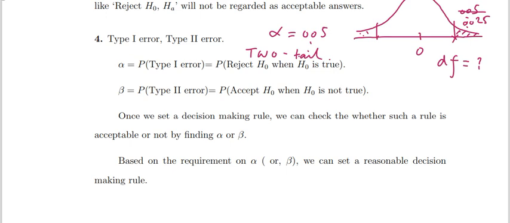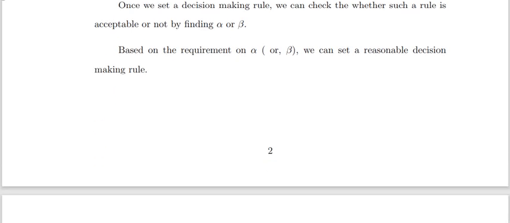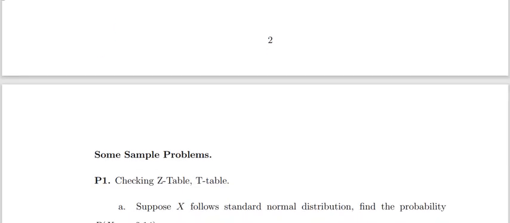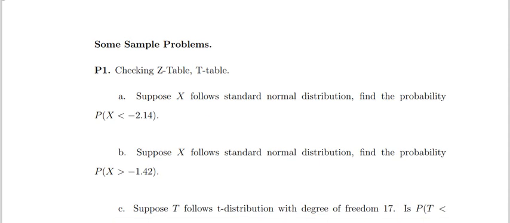Okay, so once we have the decision-making rule, once we have a cut point, then we can find alpha, and also sometimes we can find beta. Basically we will check whether this decision-making rule is okay, is good, and whether we can use it to make our decision. Okay, so those are the materials for this exam 2. Now let's check some sample problems.